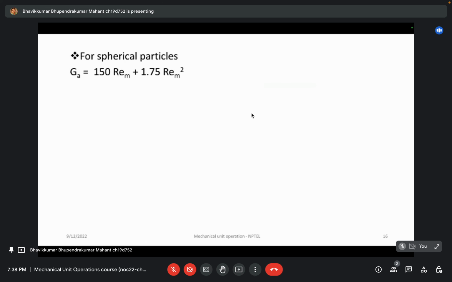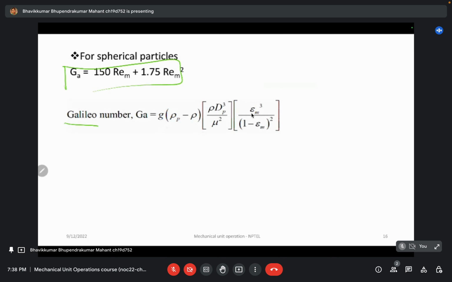Now for a spherical particle, there is one equation: Ga equals 150 Re_m plus 1.75 Re_m squared. Here Ga is the Galileo number. This is also a dimensionless number which we use directly if you want to find the Reynolds number, velocity, or many other important things in this calculation. The Galileo number is a simplification of the above equation, there is nothing new in that. So Galileo number equals g rho (rho P minus rho) dP cubed by mu squared, times epsilon m cubed over (1 minus epsilon m) squared.